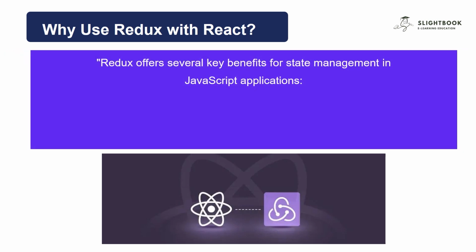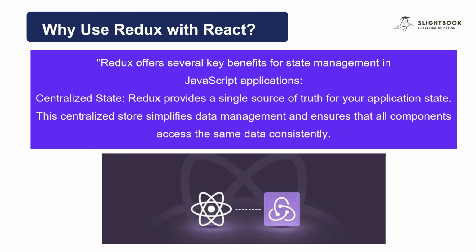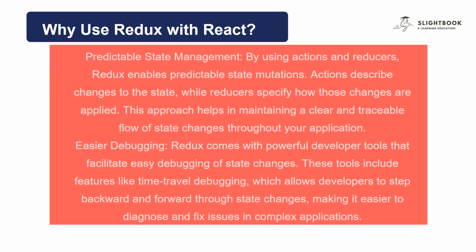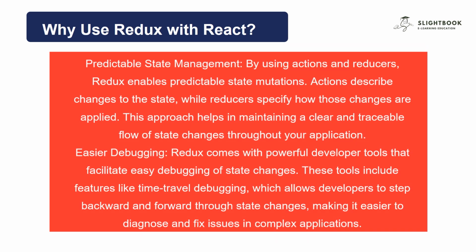Now, why use Redux with React? Redux offers several key benefits for state management in JavaScript applications. Centralized state. Redux provides a single source of truth for your application state. This centralized store simplifies data management and ensures that all components access the same data consistently. Predictable state management. By using actions and reducers, Redux enables predictable state mutations. Actions describe changes to the state, while reducers specify how those changes are applied. This approach helps in maintaining a clear and traceable flow of state changes throughout your application.